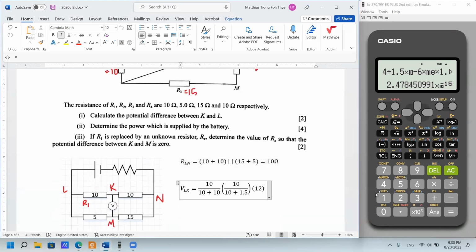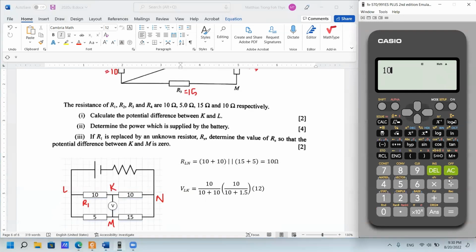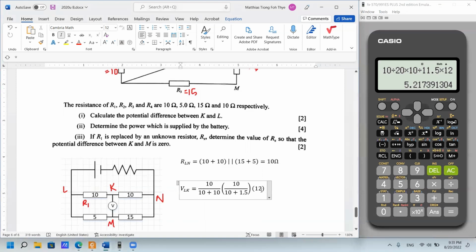Now just key in the values and you should obtain the answer. 10 divided by 20, multiplied by 10 divided by 11.5, multiplied by 12. You should obtain the answer as 5.21 volt. Actually it should be 5.22 volt.